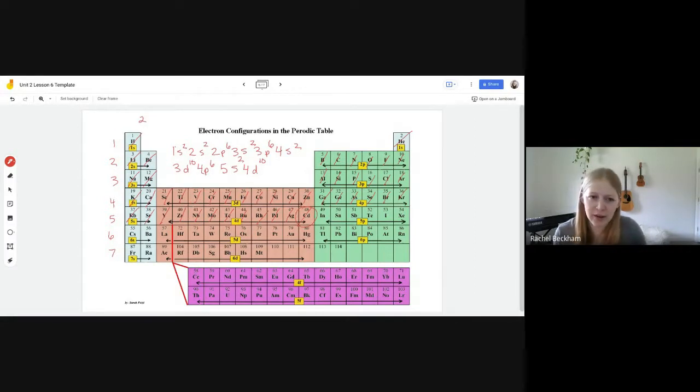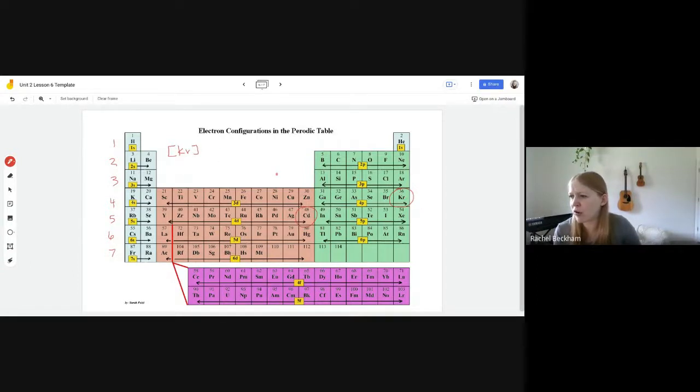Let's try it shorthand to save us some time because that was a lot of work. So pause it here if you need to. I'm going to erase this so that I can clean up a little bit. We just need to go to the previous noble gas, right? So for cadmium, the previous noble gas, you go over and then up 1. It would be krypton, which means that we just have to start there.